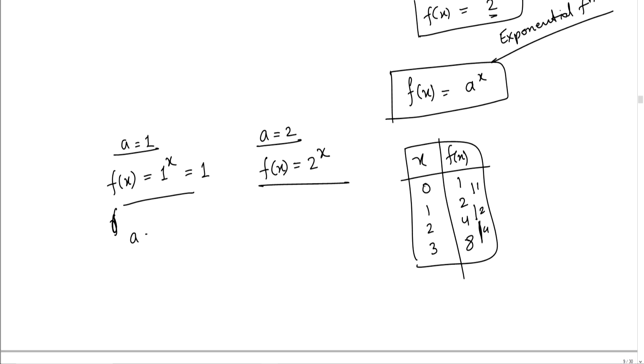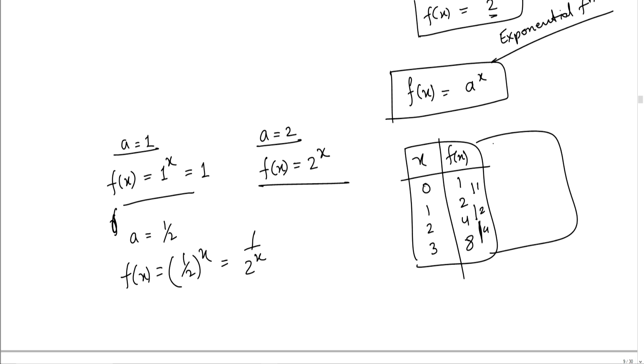What if the value of a is 1 by 2, okay, half. So, when the value of a is 1 by 2, f of x would be 1 by 2 to the power x. Okay. So, how would this look? Let us say f of x equals 1 by 2 to the power x.